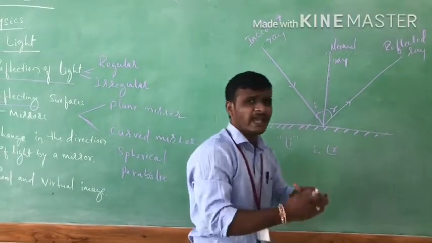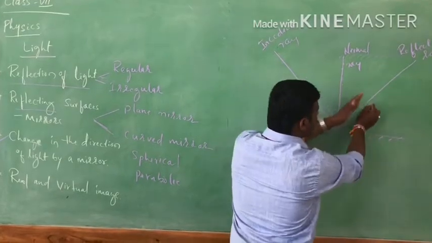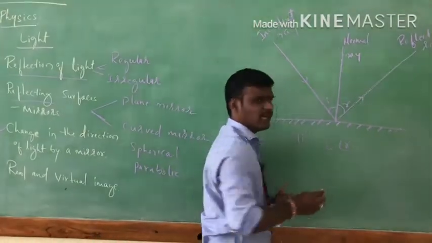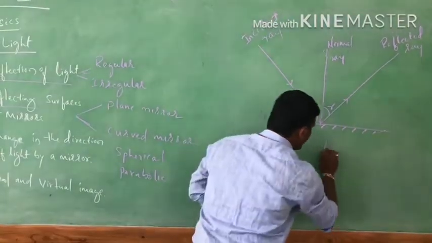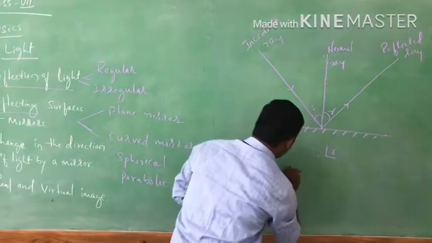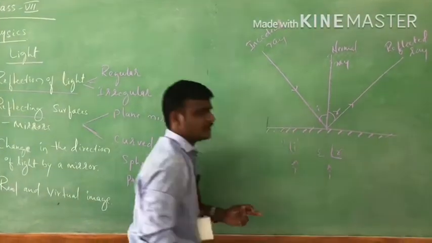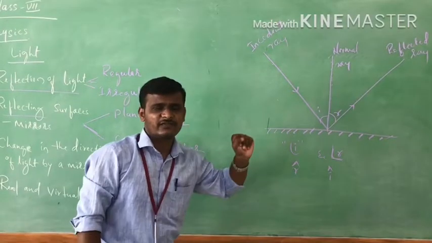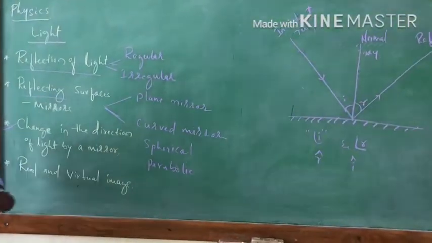Similarly, angle of reflection is the angle between the reflected ray and the normal ray, denoted by angle R. We denote it like this, angle R and angle I, right? So this is angle of incidence and angle of reflection.